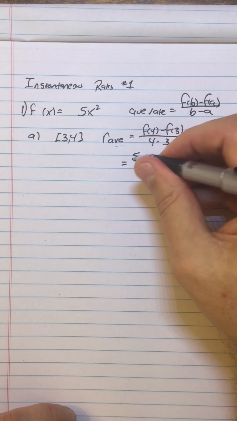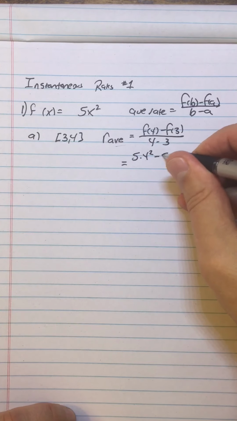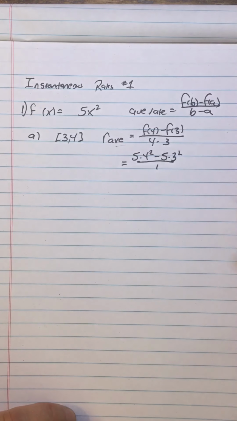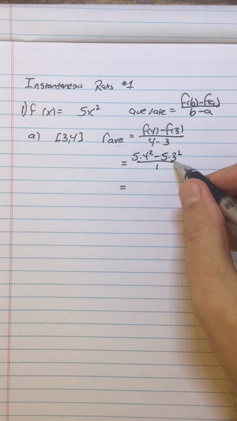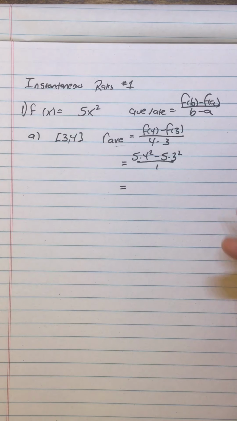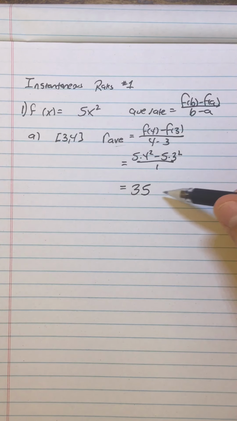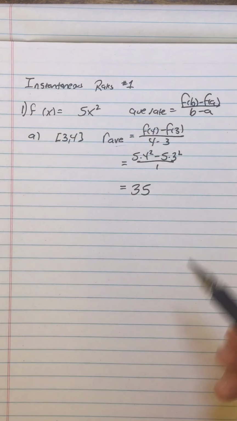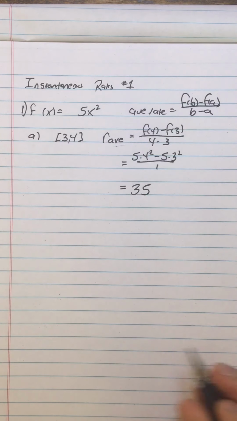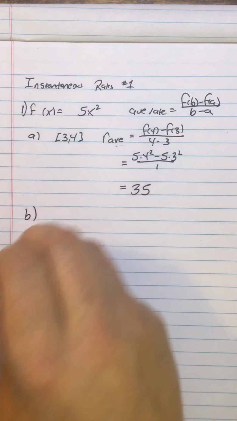And then I'm going to say what those things are. I'm using 5x squared, so that's 5 times 4 squared minus 5 times 3 squared. And I can say the denominator's 1, and then I can start dropping the denominator. So here I have 80 minus 45, so it's 35, equals 35. I'm not including units. If this was meters per second, I'd say meters per second here. But this problem has no units in it, so there are no units to talk about. It's really like y units per x unit, but we don't have to worry about that because there's no unit specified.